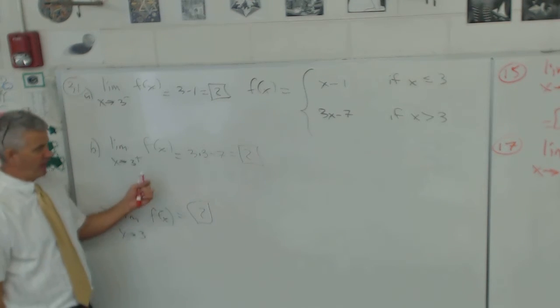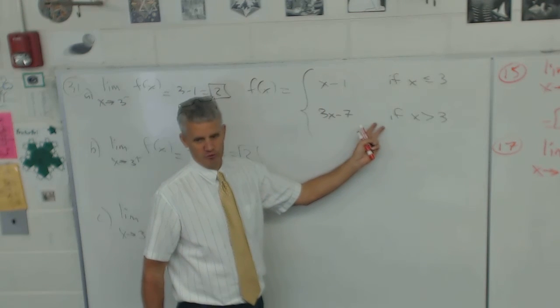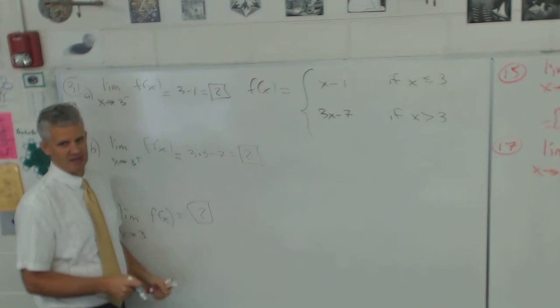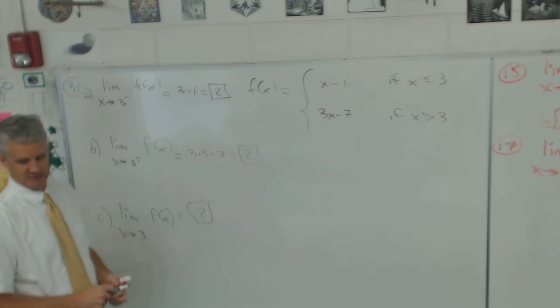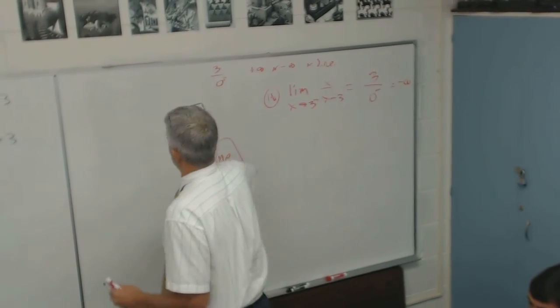Now with piecewise defined, you're almost always going to be able to get a limit for the left, get a limit for the right, but then you got to find out if they're the same. If they're not the same, what do we say for the overall limit? Does not exist. Okay? Great. One more and we'll stop.